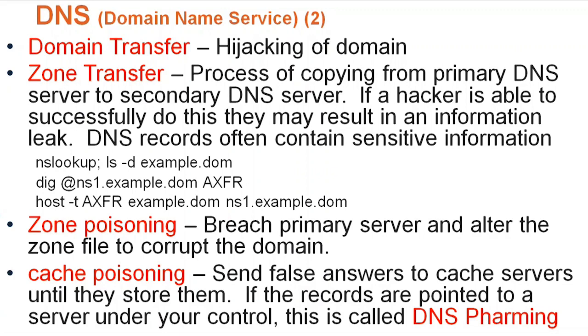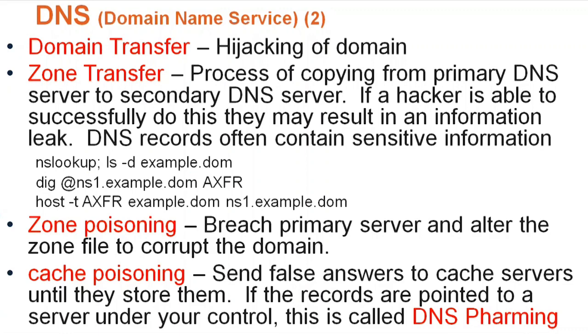Cache poisoning, you send false answers to cache servers until they store them. So you just keep pumping false information at them until they store it. Now it's cached. Now for the next X amount of hours, whether it's 4 hours, an hour, it used to be they would store it for a week. Nowadays, most of them only store it for a matter of 4 hours, 3 hours. So for those 3 hours, the server would be sending out false things just as if you had poisoned the zone records.